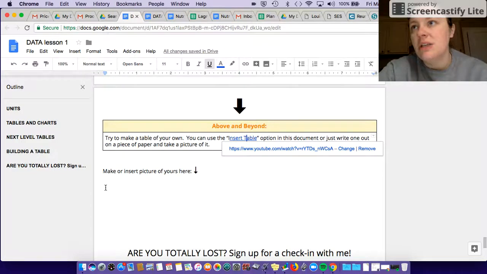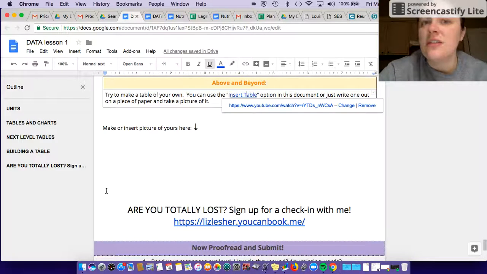Write on a piece of paper, take a picture of it, insert it in here, right there. It's fine. If you can't figure out how to do that, take a picture of it and email it to me. I'm fine with that too. Just as long as I get some sense that you know how to make a table.